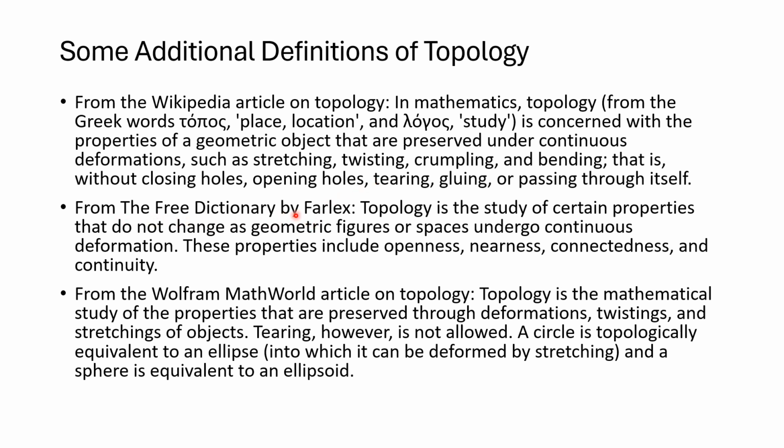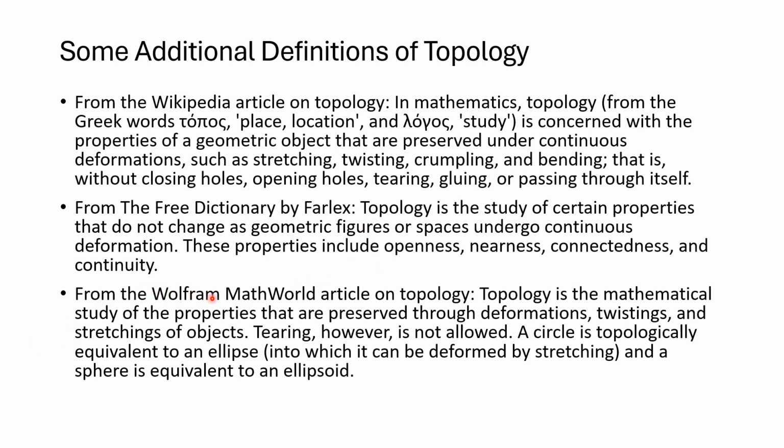Then we have another definition from the online dictionary, Farlex. Topology is a study of certain properties that do not change as geometric figures or spaces undergo continuous deformation. These properties include openness, nearness, connectedness, and continuity. So these properties are something that we talk about in topological spaces. That'll come later in the video series. We're first going to just talk about surfaces, but this definition captures some of the more advanced aspects of topology.